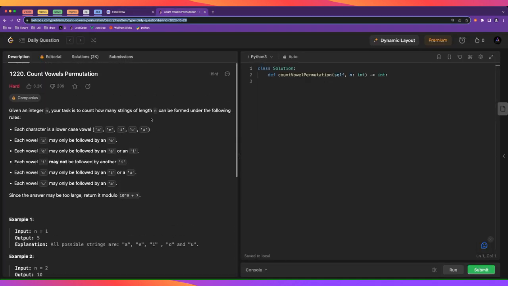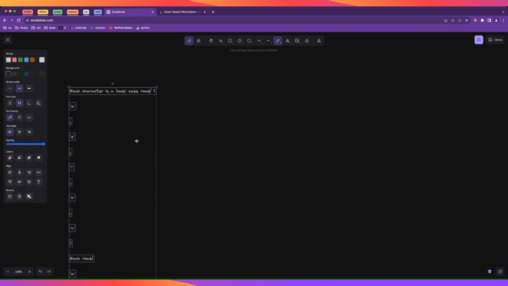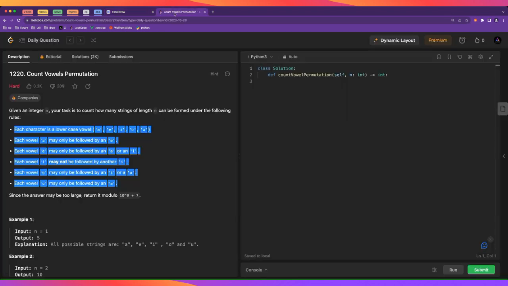So let's first try to translate these rules. Maybe we can write them down in a more... So this is not working as expected. Let's see. Well, anyway.